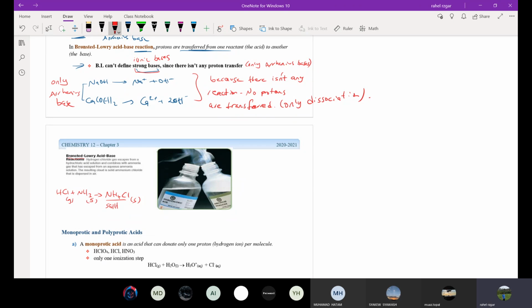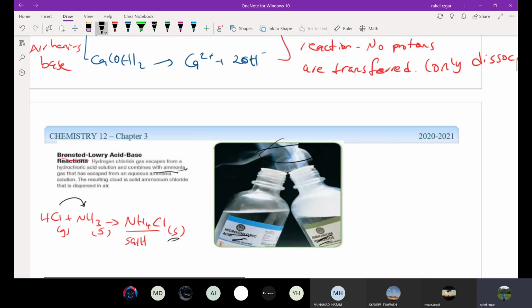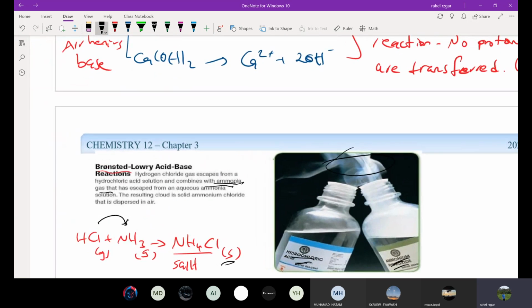Look at the drawing: both of them are gases. This is HCl, this is ammonia. When they escape as gases they react in the air. Look at the definition, look at this explanation: combined with ammonia gas that has escaped from aqueous ammonia solution, the result is a cloud of solid ammonium chloride. This is ammonium chloride that is dispersed in air.